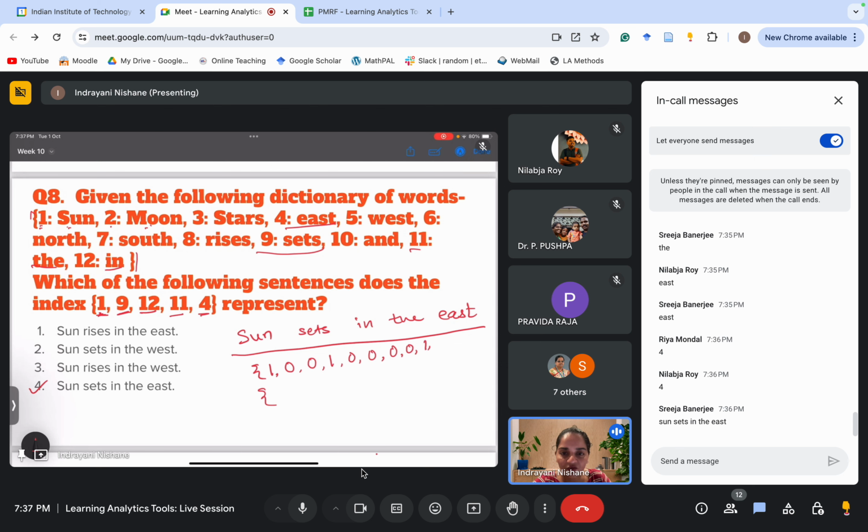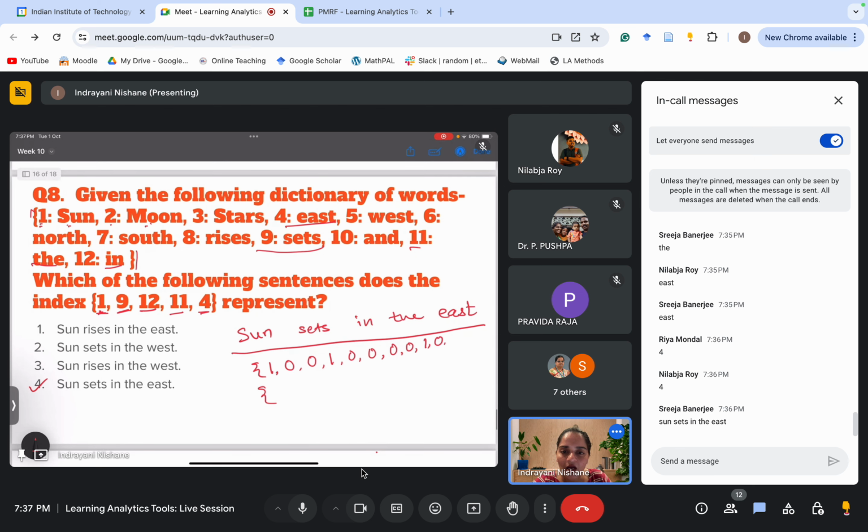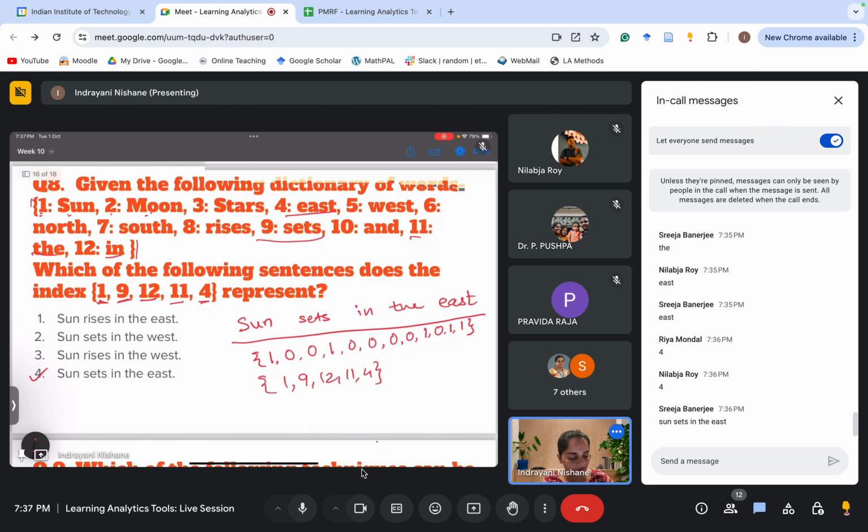The 10th word, and, is absent, so 0. The 11th word, the, is present, so 1. And the word in is also present, so 1. And now the sequence is here: 1, 9, 12, 11 and 4. This is how we come up with the sparse vector for this particular example. So now it is clear which words from the bag of words are present in our sentence and in which sequence they are present. That information is important. I am moving to the next question.